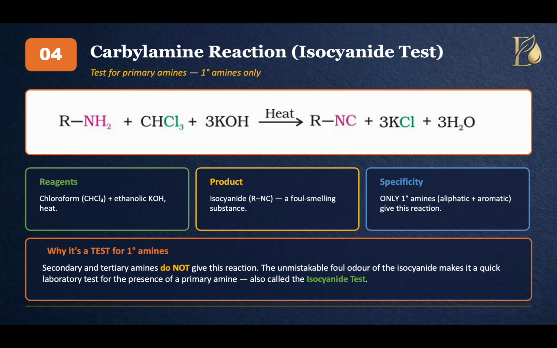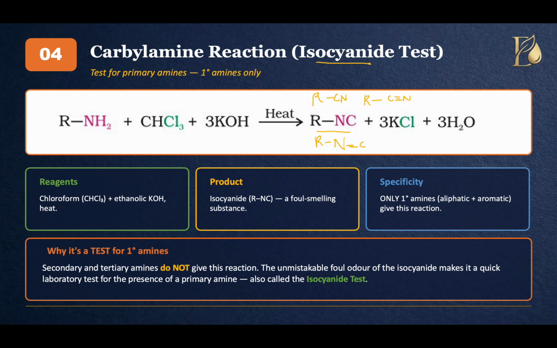What are nitriles? Nitriles are RCN, so the alkyl group is attached to the carbon atom. We can draw it like R, C, triple bond N. So these are nitriles or cyanides. This is isocyanide or carbylamine. It is R-N triple bond C, where the nitrogen atom is attached to the alkyl group. So this is isocyanide or carbylamine.